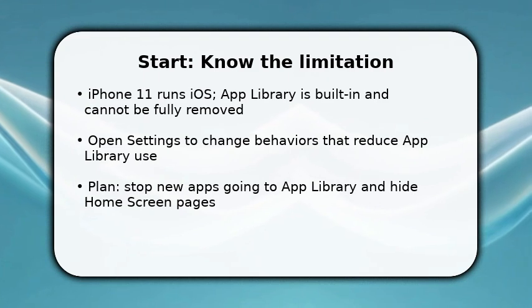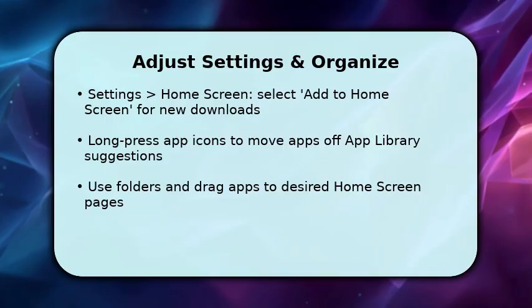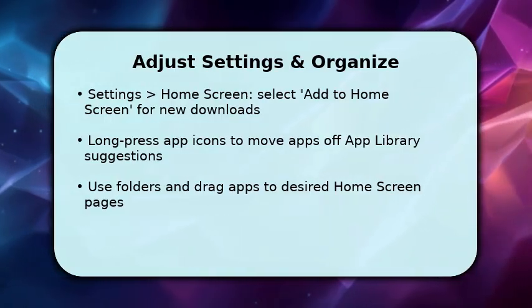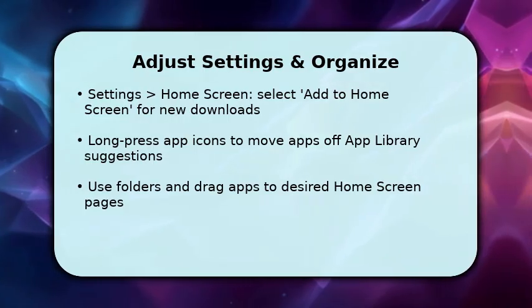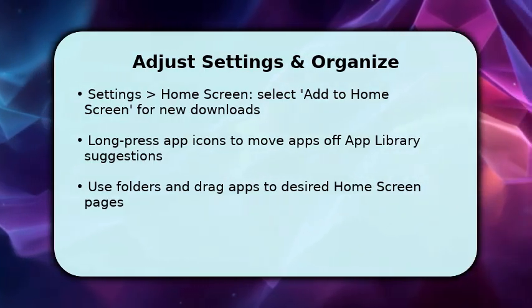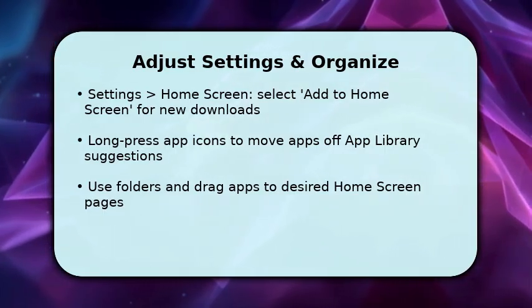Now change how apps land on your phone. Go to Settings, then Home Screen, and pick Add to Home Screen so future downloads won't default to the app library. Next, press and hold an app icon, choose Edit Home Screen, and drag apps from suggested locations into your folders or pages. This trains you and keeps apps in predictable places.